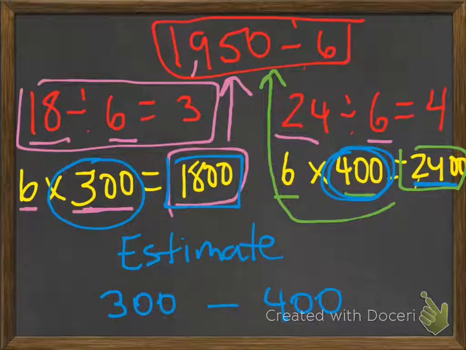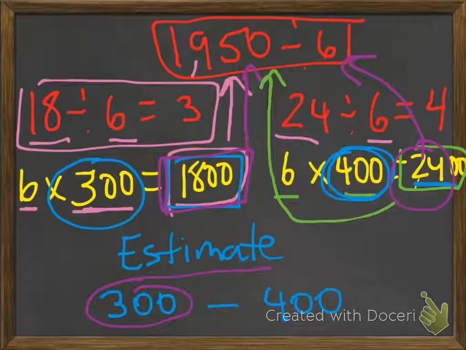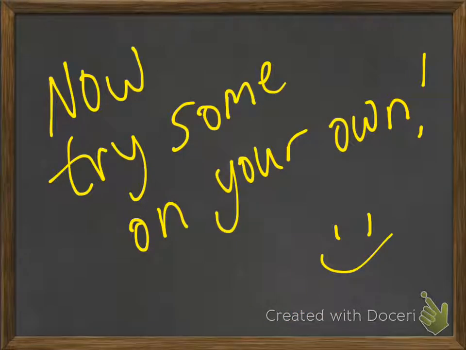And if we look at it really closely here, we can actually see that this number, 1,800, is closer to 1,950 than this number is. So in reality, if we were going to pick a side, we're actually pretty close to 300, and it's probably somewhere just less than 350. So about. Alright, now try some on your own. Good luck.